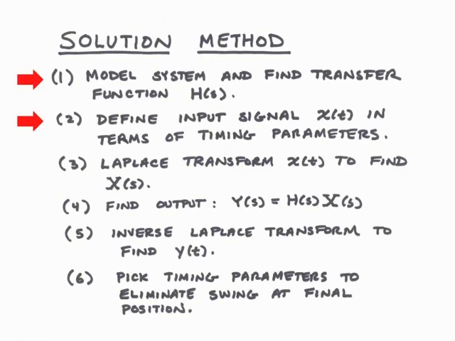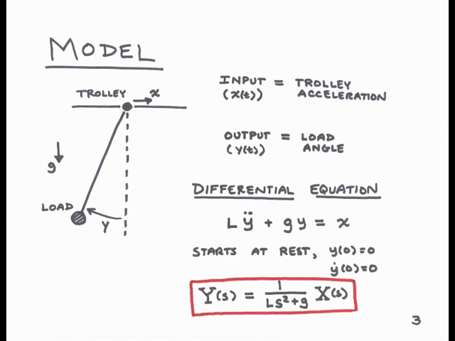In this presentation, we'll tackle the first 2 of these steps. We'll model the system and find its transfer function, and then we'll define the input signal, the acceleration, in terms of timing parameters. First, let's introduce our system model. The input for the problem, x of t, will be the trolley acceleration, and the output, y of t, will be the angle of the load.